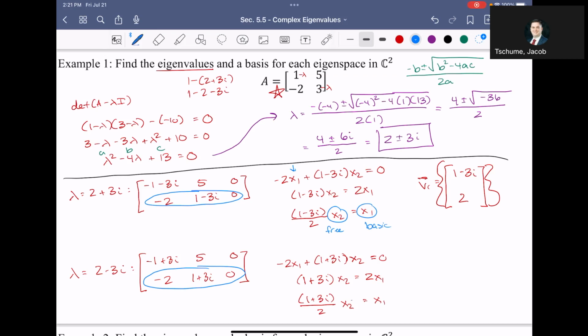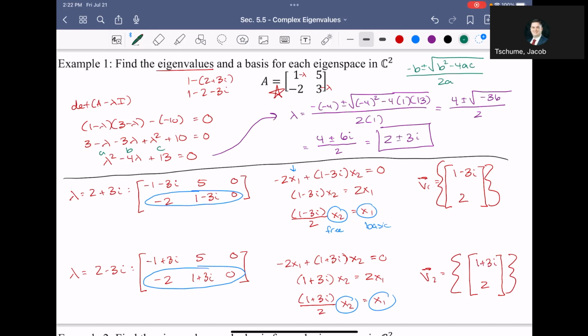Once again, you'll notice that x2 is your free variable and x1 is your basic variable. So when I create my second basis of an eigenspace, you're only going to have one vector because you only have one free variable. Let x2 be any number you want it to be. My advice, pick the same number you picked to begin with. We picked 2 on the first one, let's pick 2 again. And then if you plug x sub 2 equals 2 in, you will just get 1 plus 3i. And that is the basis of the eigenspace for your second lambda.